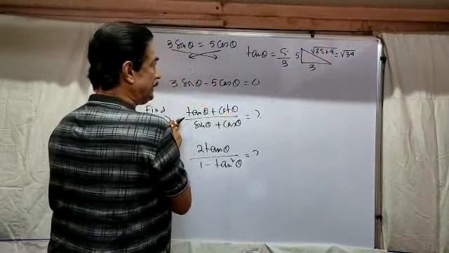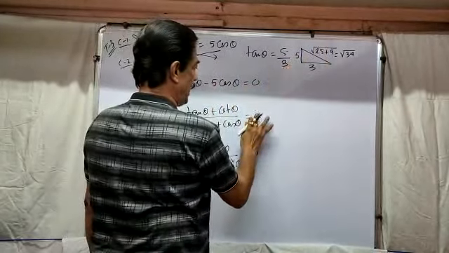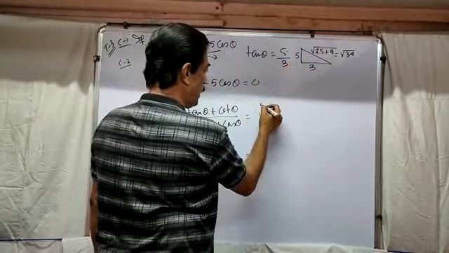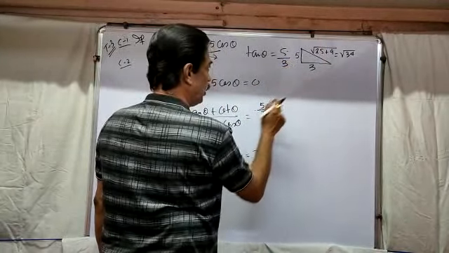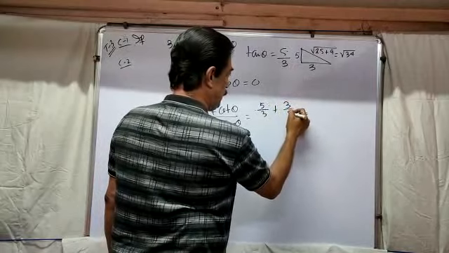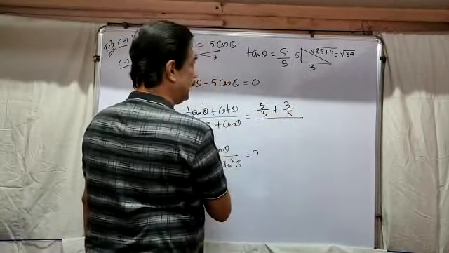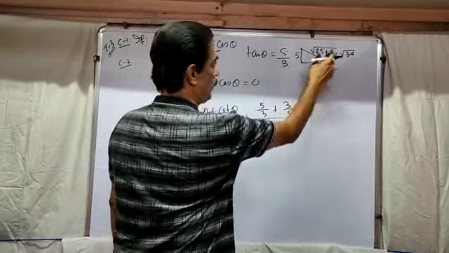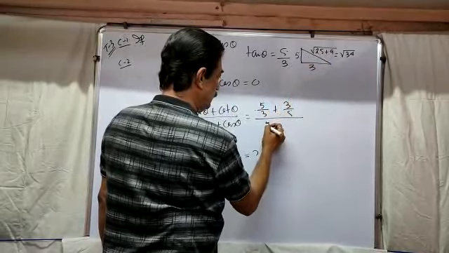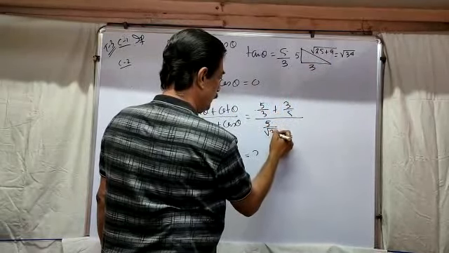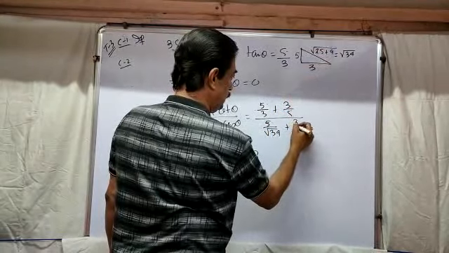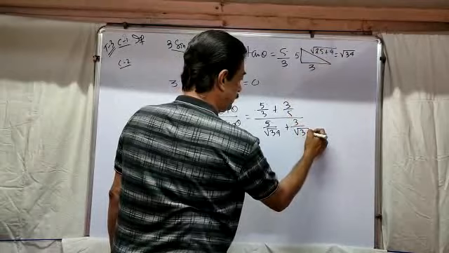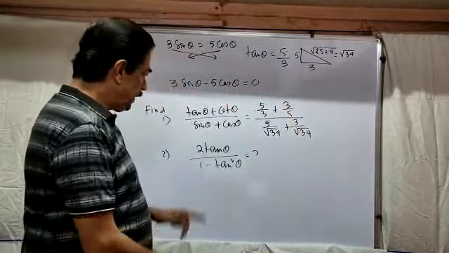Now put the values. Tan theta equal to perpendicular by base, 5 by 3. Cot theta equal to base by perpendicular, 3 by 5. Sin theta equal to perpendicular by hypotenuse, 5 by root over 34. And cos theta equal to base by hypotenuse, 3 by root over 34, and you can simplify it. Case 1.